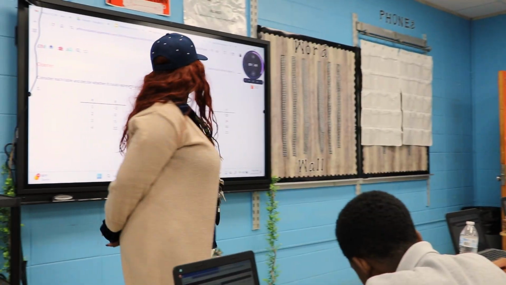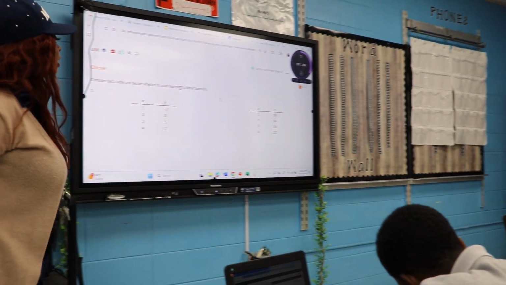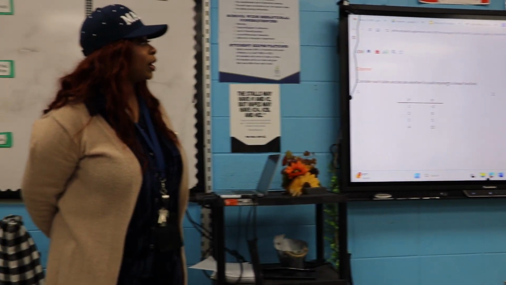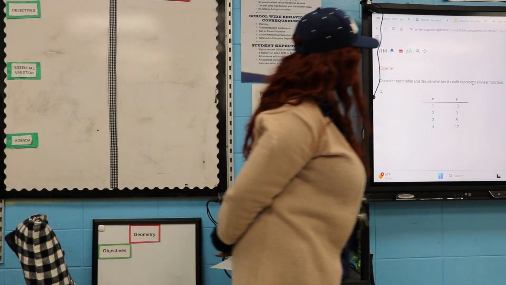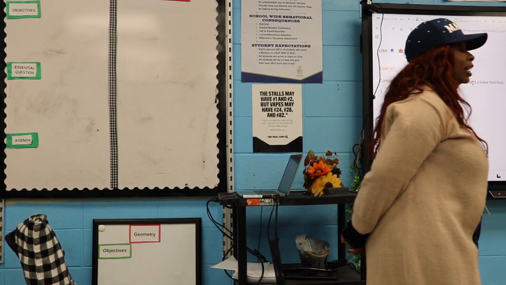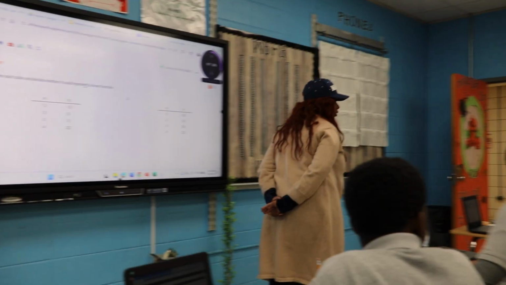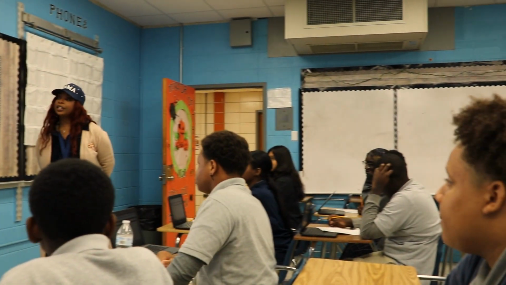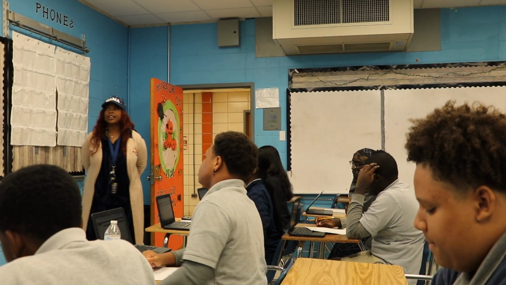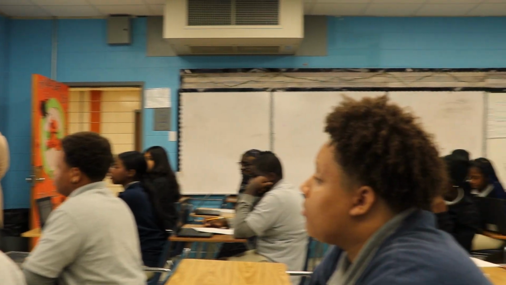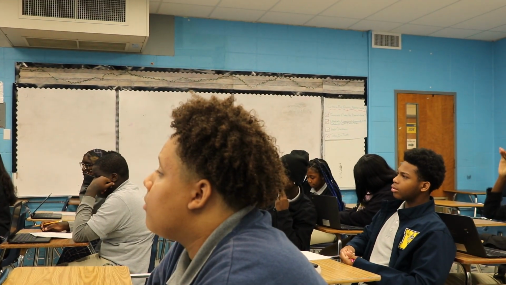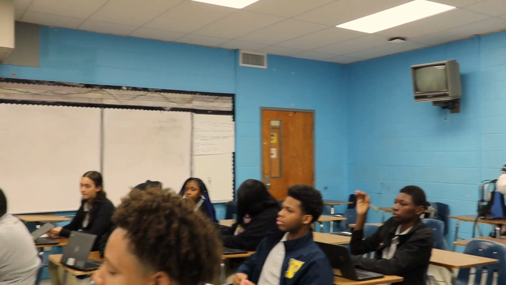Alright, perfect. So, consider each table and decide whether it can represent a linear function. Okay, out of these, which one do you think is a function, and tell me why? Keith? I think the second one is a function. Okay, you think number 2 is a function? Why do you think that one is a function? Because it's all positive, like, you know how number one got a negative? Okay, you see how this side got negative?